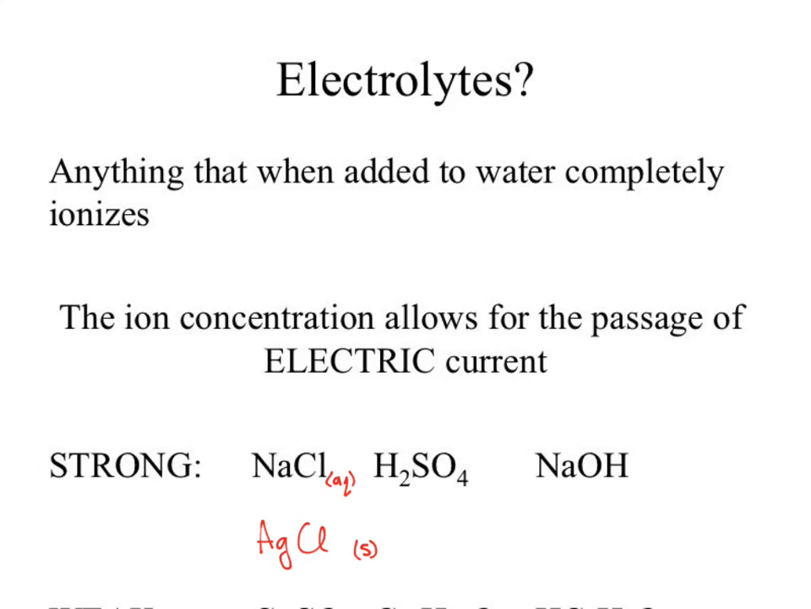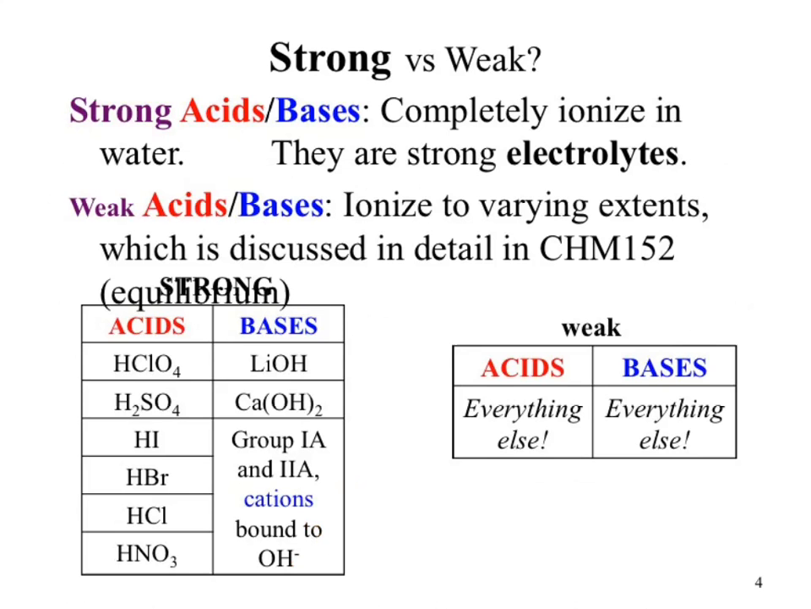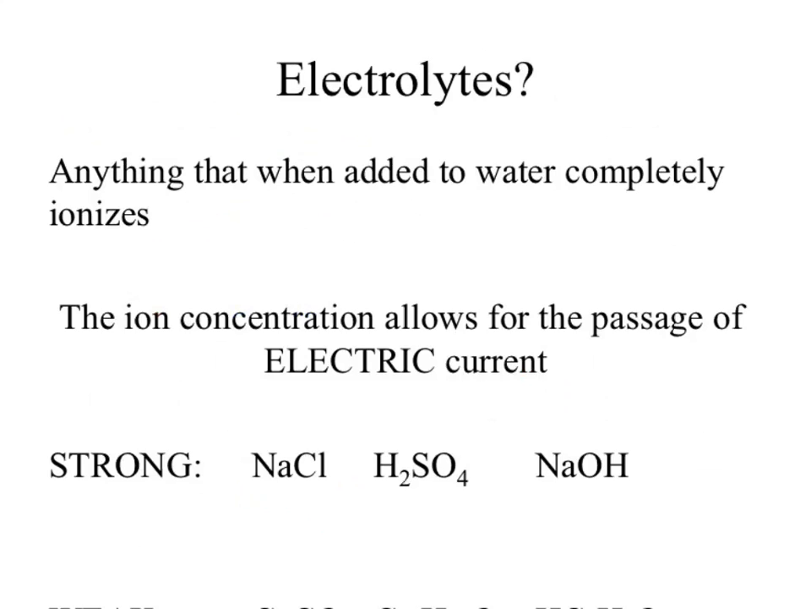H2SO4. Why does that completely dissociate into ions? Yes, it dissolves. H2SO4 was a strong acid. What do strong acids do? They completely ionize. They completely turn into ions. So it's a strong electrolyte. What about sodium hydroxide? Why is that a strong electrolyte? It's a strong base. Strong anything completely dissociates into the ions. So we're applying those different definitions.